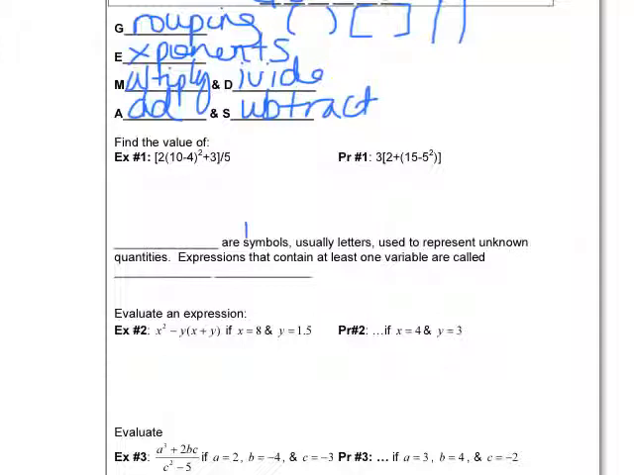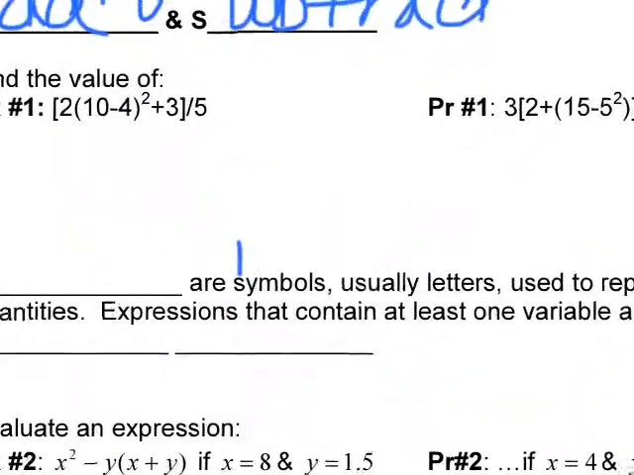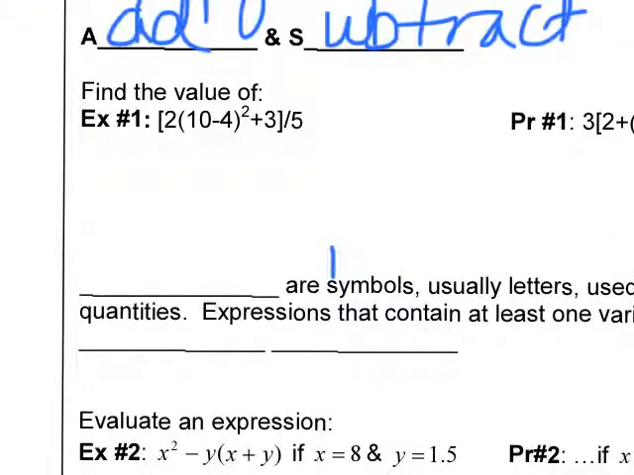let's do an example of how we would do one together and then one I'll have you do independently. So we're going to find the value of r. We're going to start here with our innermost issues that we have going on. So we're going to subtract 10 minus 4 first. That will give us 6 squared times 2 plus 3. That's all still going to be in brackets, divided by 5.